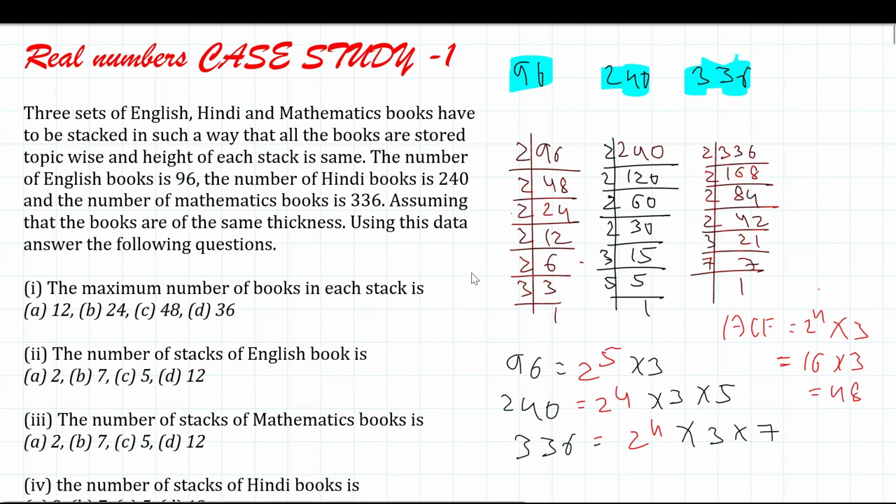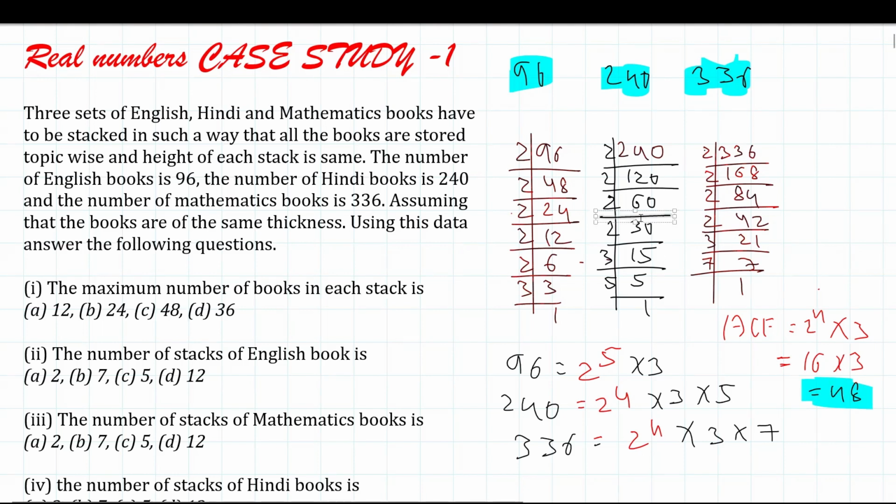Yes, we have this option here. 48 is the correct answer. So we'll say that the maximum number of books that can be put in a single stack of each book will be 48 in number. Now let's move to the next part. We can do it over here only.